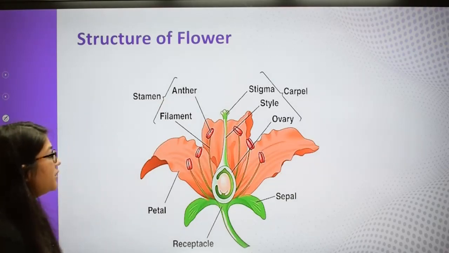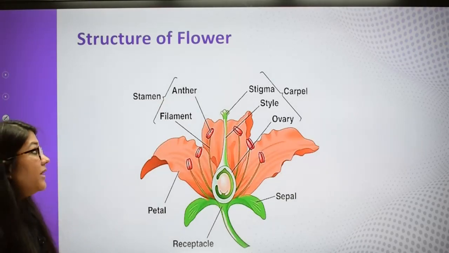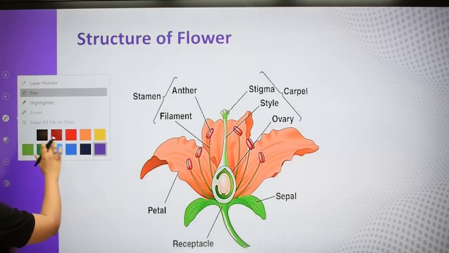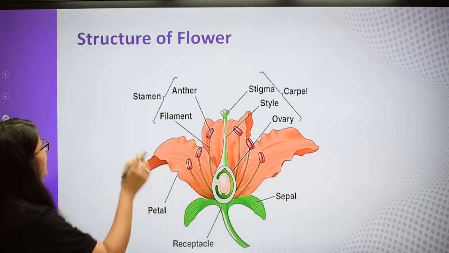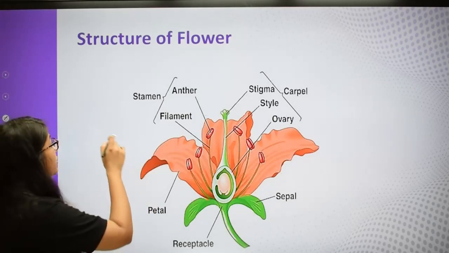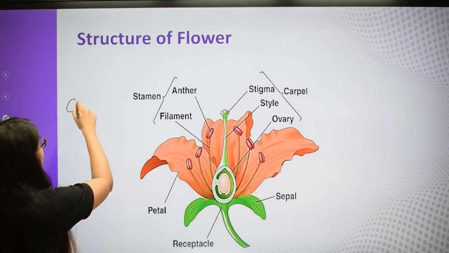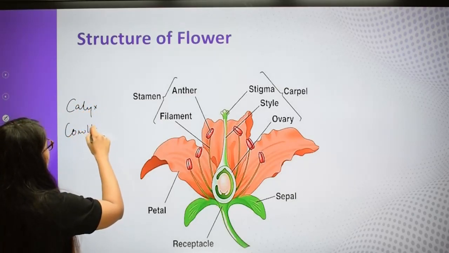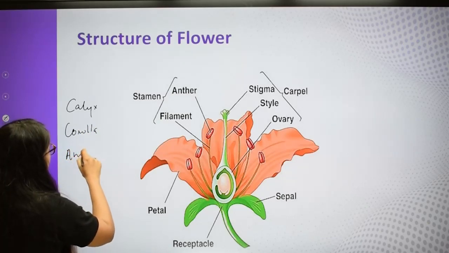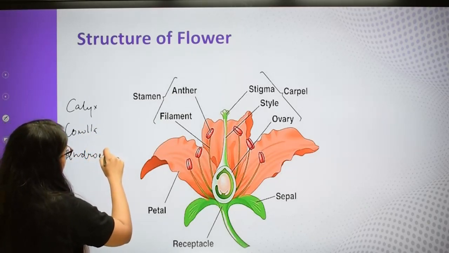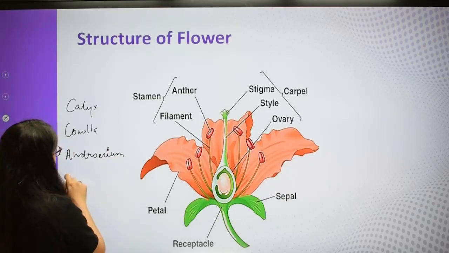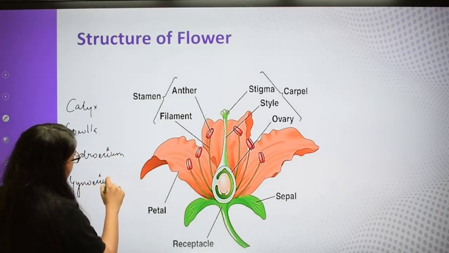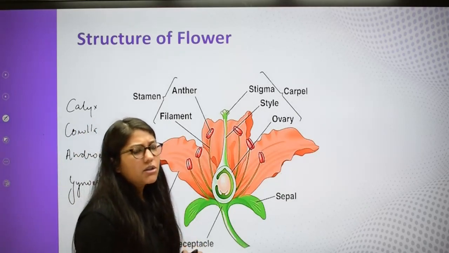Class 6 से हम लोग पढ़ते हुए आते हैं. If we talk about the major structures, देखो major whorls के बारे में we have already discussed. I am going to write those names again. What are the major whorls that we have been talking about repeatedly? It's calyx, corolla, androecium, and gynoecium. Right, these are the four whorls that we have been constantly talking about.